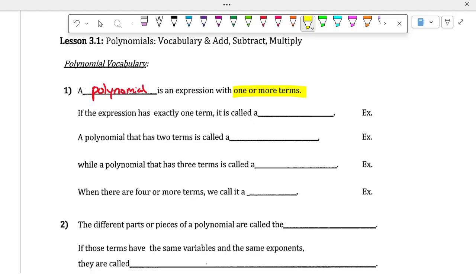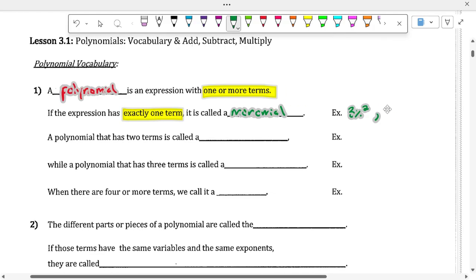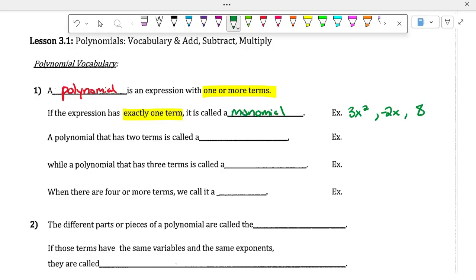Now, if the expression has exactly one term, it is called a monomial. Some examples: we could have 3x squared, negative 2x, or 8. All of those are monomials because they're standing alone. That's why you put commas between them, because they're not connected by pluses and minuses. They're just examples of monomials.